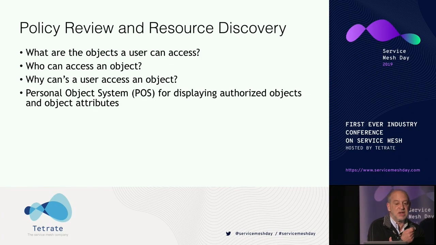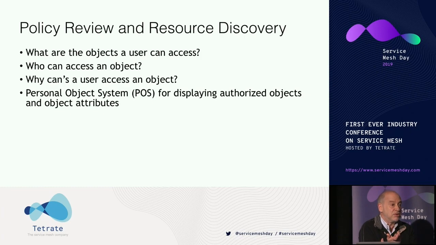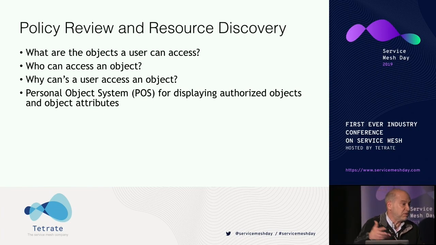Policy review: we're able to review and discover resources. So we're able to answer the questions: what are the objects a particular user has access to? Who can access a particular object? Why can't a user access an object? If you want them to, you would be able to determine he's missing this attribute, and that might be on purpose, or it could be a mistake. And as I mentioned, we can display all the resources that a particular user has across the enterprise, and organize those objects into object attributes, and they can look like folders or anything you would like them to look like.